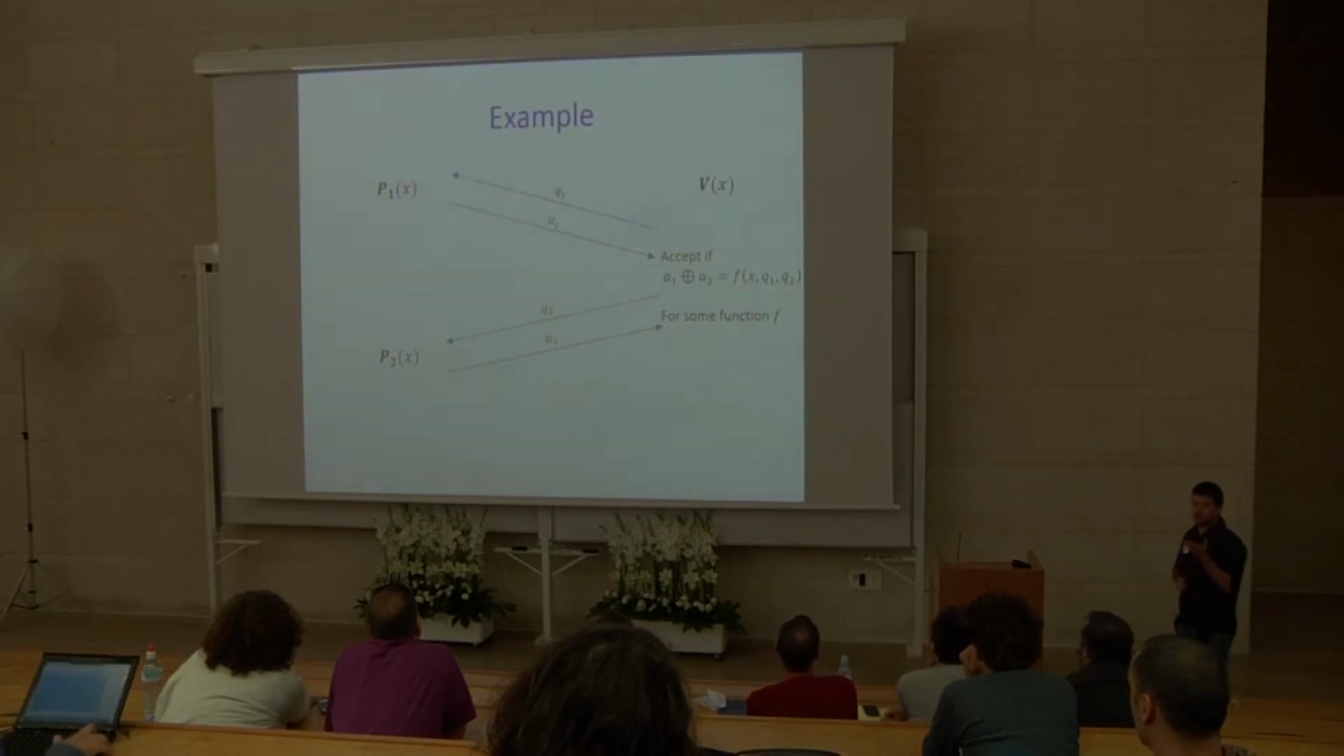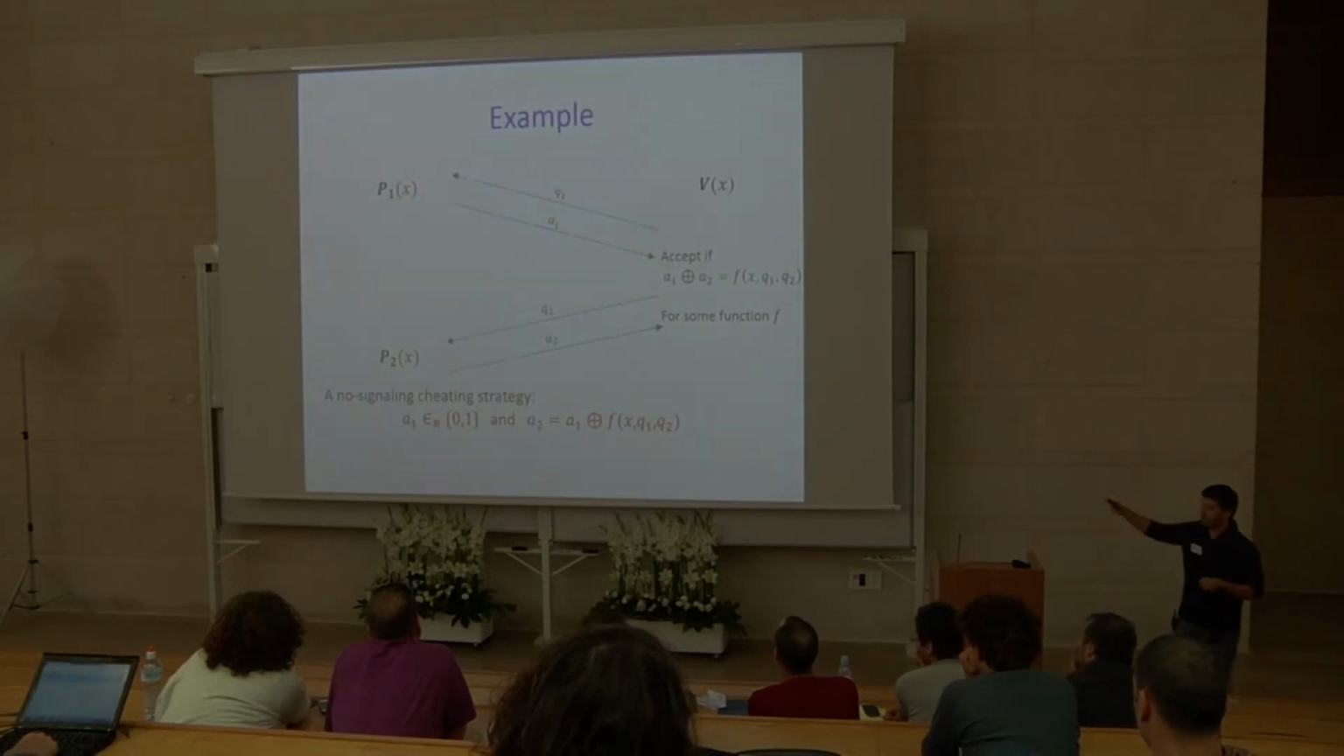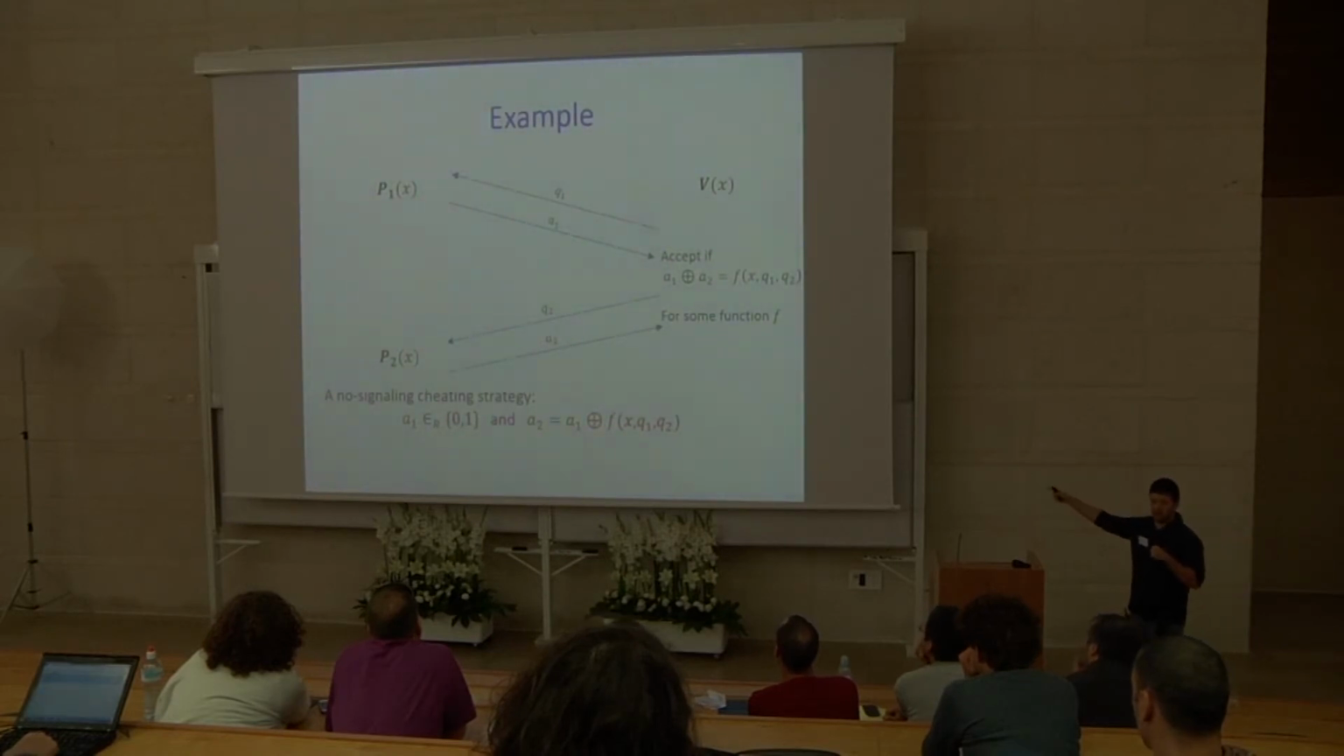So how would a no signaling attack on this protocol look? Consider the following attack. The first prover is just going to answer with a uniform random bit, A1. The second prover takes this random bit, A1, and XORs it with the value of the predicate.